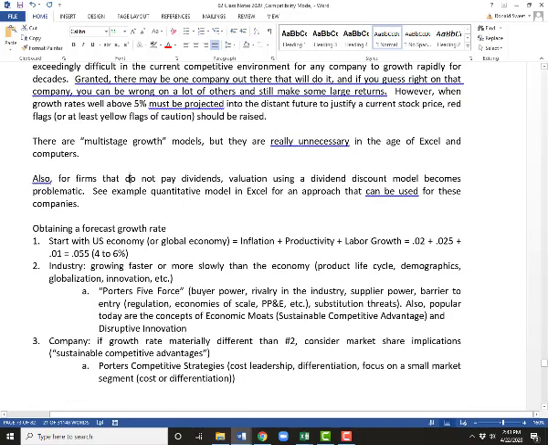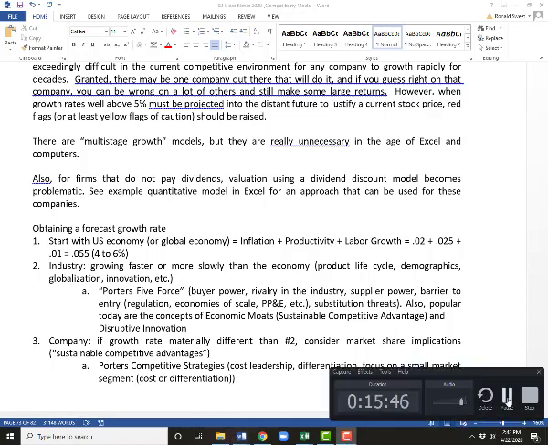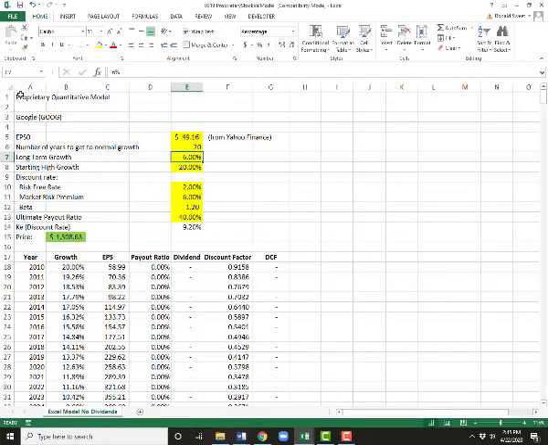If a firm doesn't pay dividends, there are ways to do that. I have what I call a quantitative model in Excel. I'm going to put this on pause and show it to you. I'll save it to Blackboard. It's not out there right now, but I'll save this model just in case someone wants to use it. What this model does is it allows you to value a firm like Google that doesn't pay dividends.